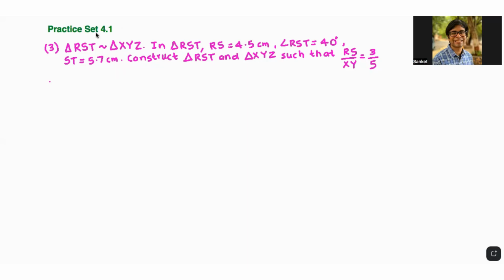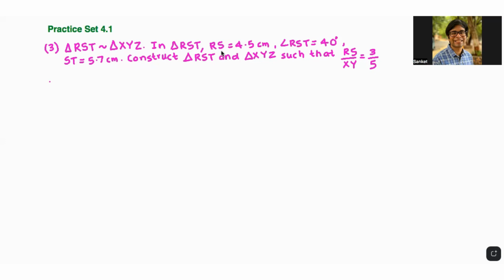Hello everyone, we are going to do practice set 4.1 third problem. Triangle RST is similar to triangle XYZ. If I see the names of these two triangles, I can see that they have no common vertex. There is no vertex that is common to them.